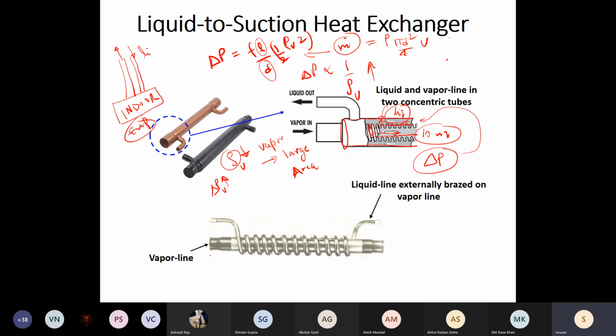Okay, the other design was a simple vapor line. Again, you can see the vapor line is significantly larger in diameter compared to the liquid line. So you have these two tubes, vapor line and liquid line. You just wrap the liquid line all around the vapor line. So that becomes a heat exchanger. Only thing is, in this case, you will have lesser contact area, so the heat transfer would be affected. Whereas over here, you have large contact area.